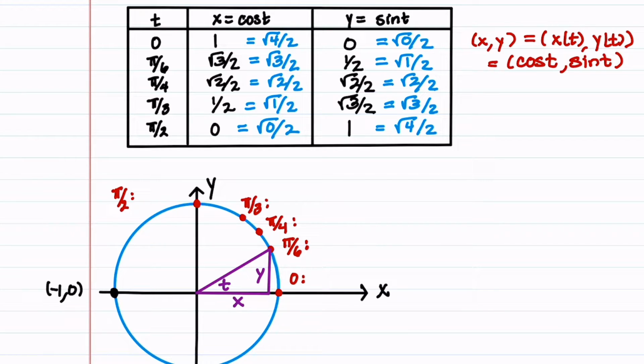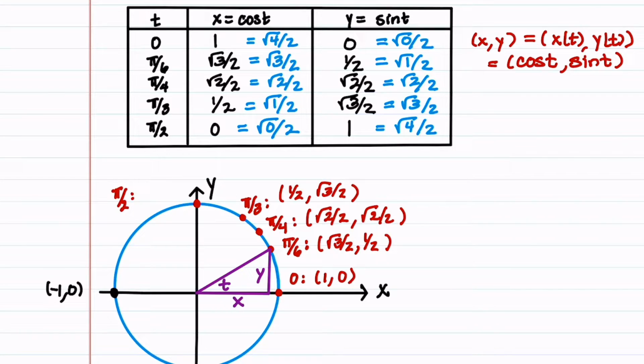Let's now put these values on our graph. When t is equal to 0, we have the point x, y, which is 1, 0. When t is equal to pi over 6, our point is root 3 over 2, 1/2. When t is pi over 4, our point is root 2 over 2, root 2 over 2. When t is pi over 3, our point is 1/2, root 3 over 2. And then lastly, when t is equal to pi over 2, our point is 0, 1.